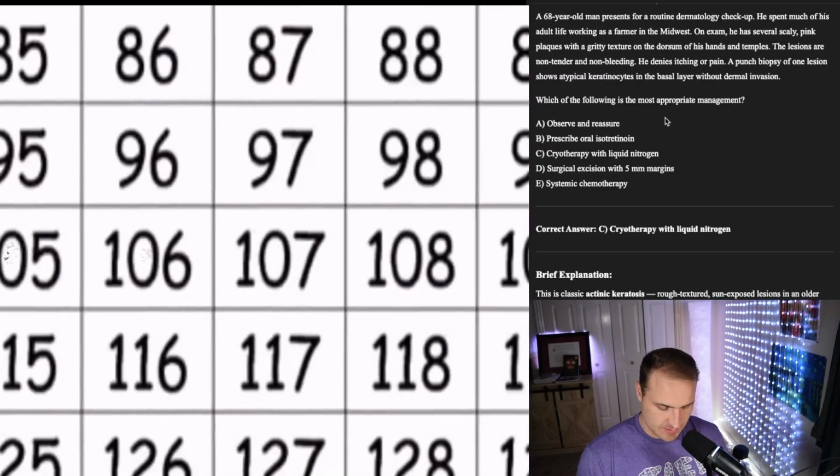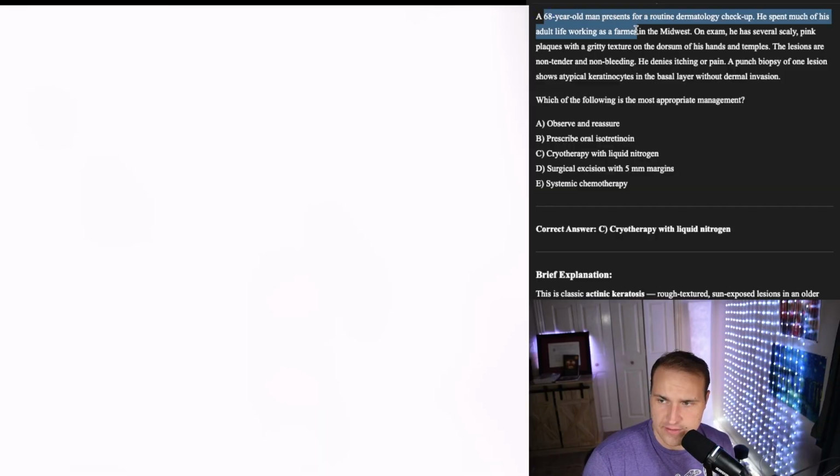All right, now let's do 107. So here a 68-year-old man presents with a routine dermatology checkup. He spent much of his adult life working as a farmer in the Midwest. On exam, he's got several scaly pink plaques with gritty texture on the dorsum of his hands and temples. Lesions are non-tender, non-bleeding. He denies itching and pain. What's the most appropriate management?